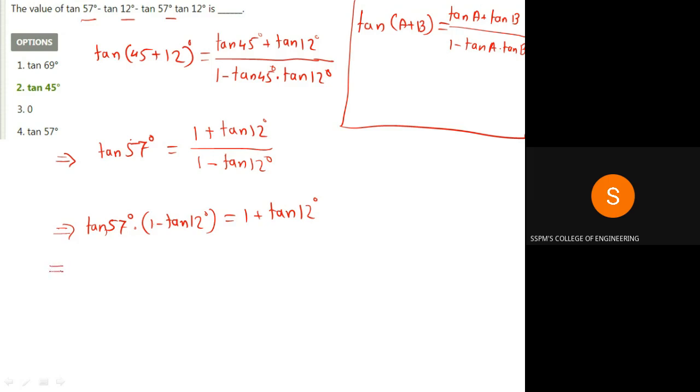Now we will multiply this tan 57 degree to each term inside the bracket. So it becomes tan 57 degree. What is tan 57 into 1? It's tan 57 minus tan 57 into tan 12 degree. So first we have multiplied this and then we have multiplied this. So what it gives out? It gives out tan 57 degree minus tan 57 degree into tan 12 degree is equal to 1 plus tan 12 degree.